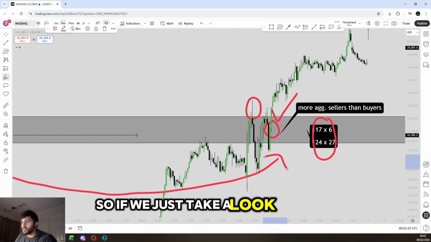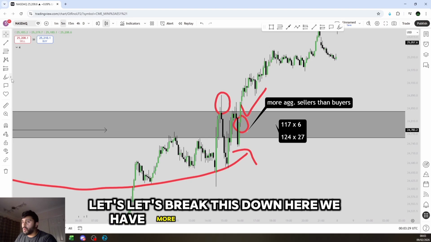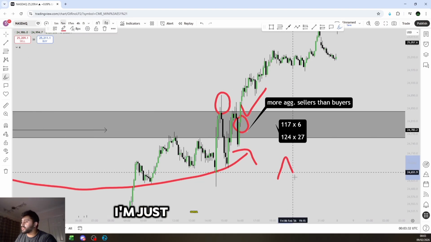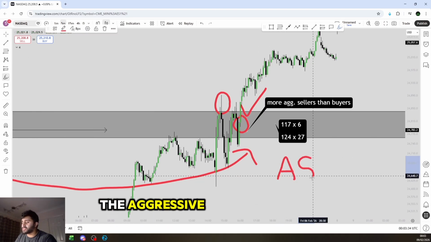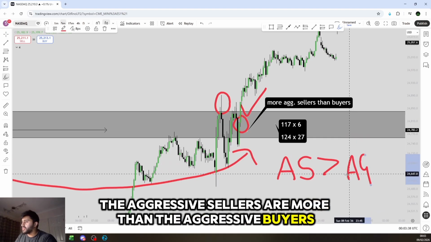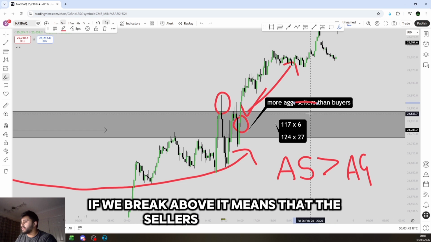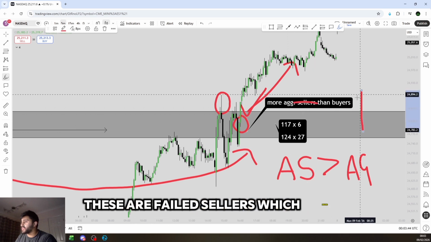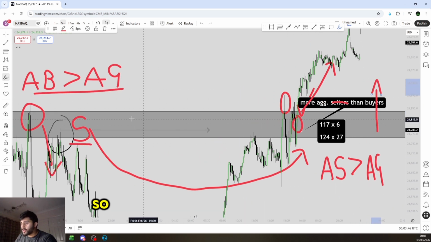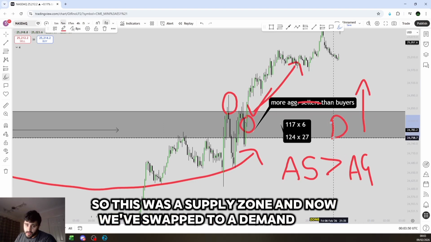So if we just take a look at what was going on here, let's break this down. Here we have more aggressive sellers. So I'm just going to write AS. Here, the aggressive sellers are more than the aggressive buyers. So what's going on? If we break above, it means that the sellers failed, right? These are failed sellers, which means that buyers are in control.